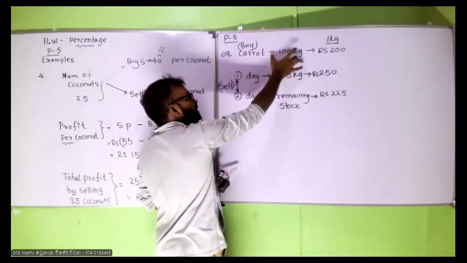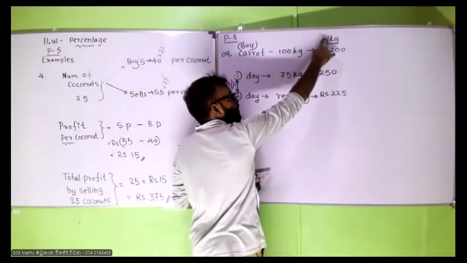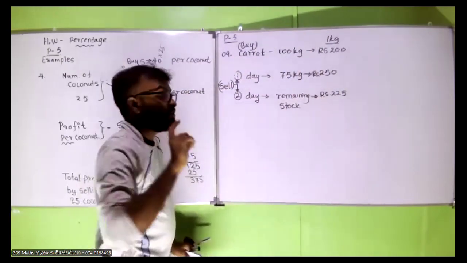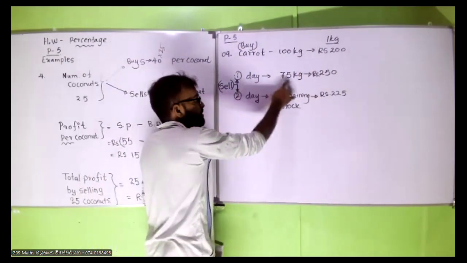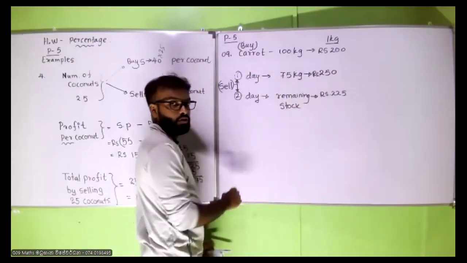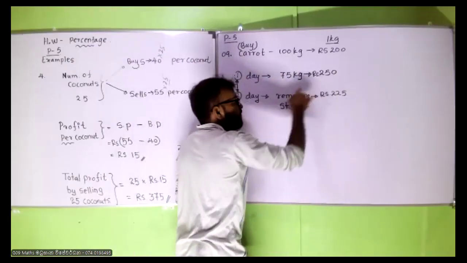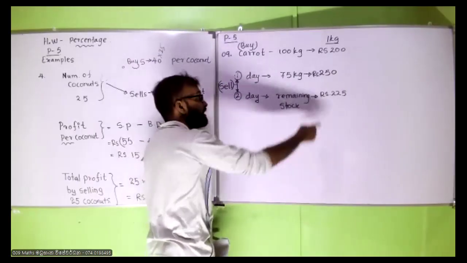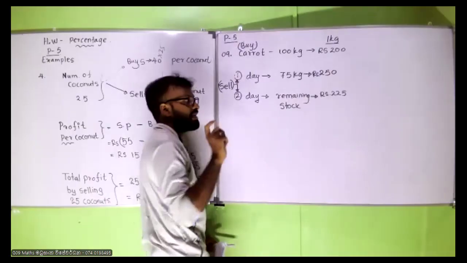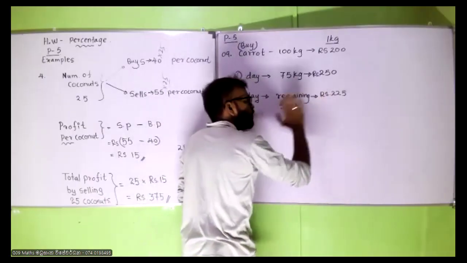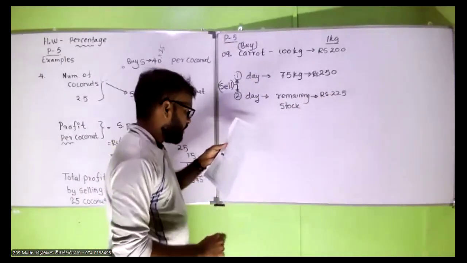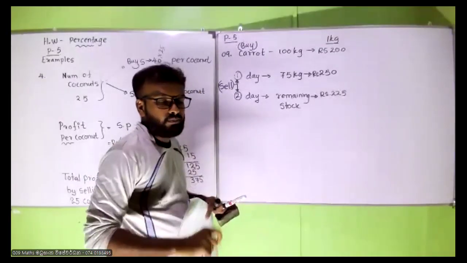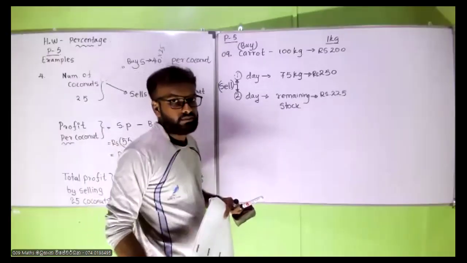Vendor buys 100 kilograms of carrot. Per kilogram cost is 200 rupees. And on the first day, he sells 75 kilograms of that 100 kilograms at the price of 250 rupees. Then, on the second day, the remaining stock he is selling at the price of 225. Find the profit the seller earned each day.